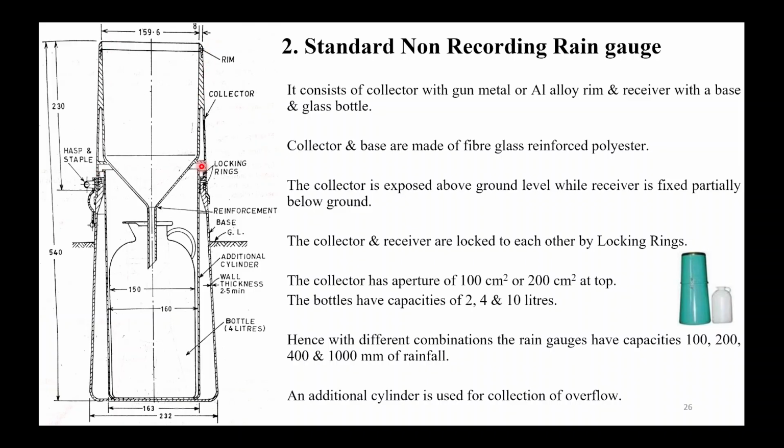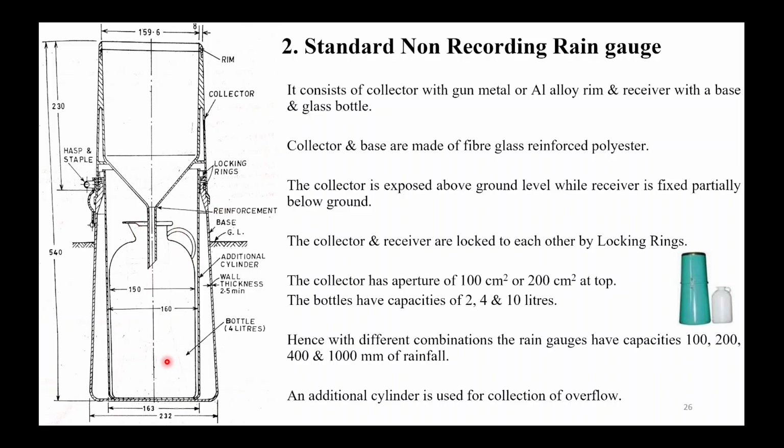Can you look at the funnel? It is set very deep inside. And another, to distinguish from appearance, you can tell that it has a tapering appearance. The aperture, the top rim, is narrower and the base is much wider. Okay, can you see this? So this is how to identify the standard non-recording rain gauge, and these collector bases are interlinked with the help of these locking rings.